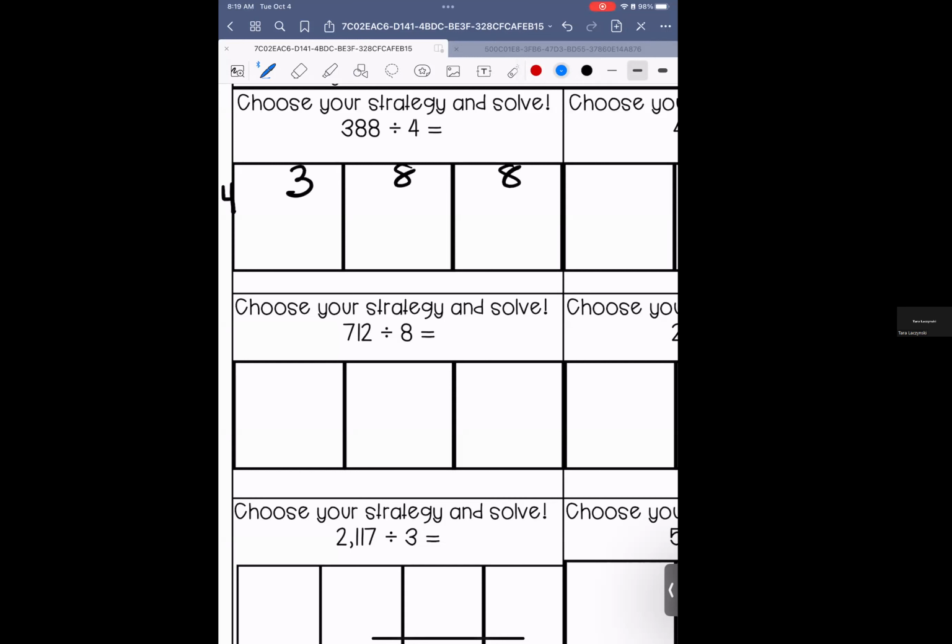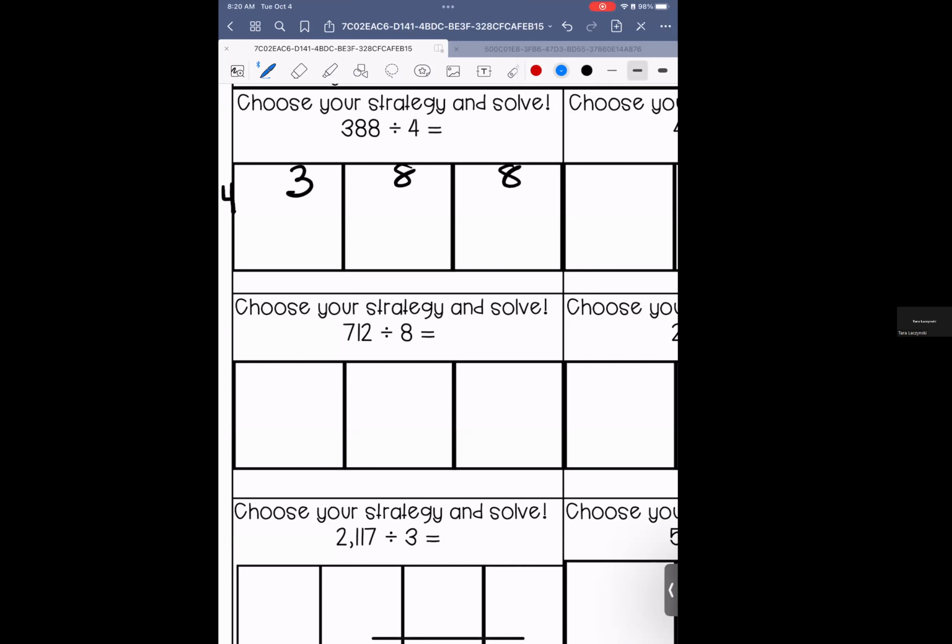So remember, the big difference between multiplying with boxes and dividing with boxes is that our numbers go inside when we divide, leaving space on top for the answers, and we put each digit in its own box. We do not use expanded form. All right, sweet faces, let's dive in.